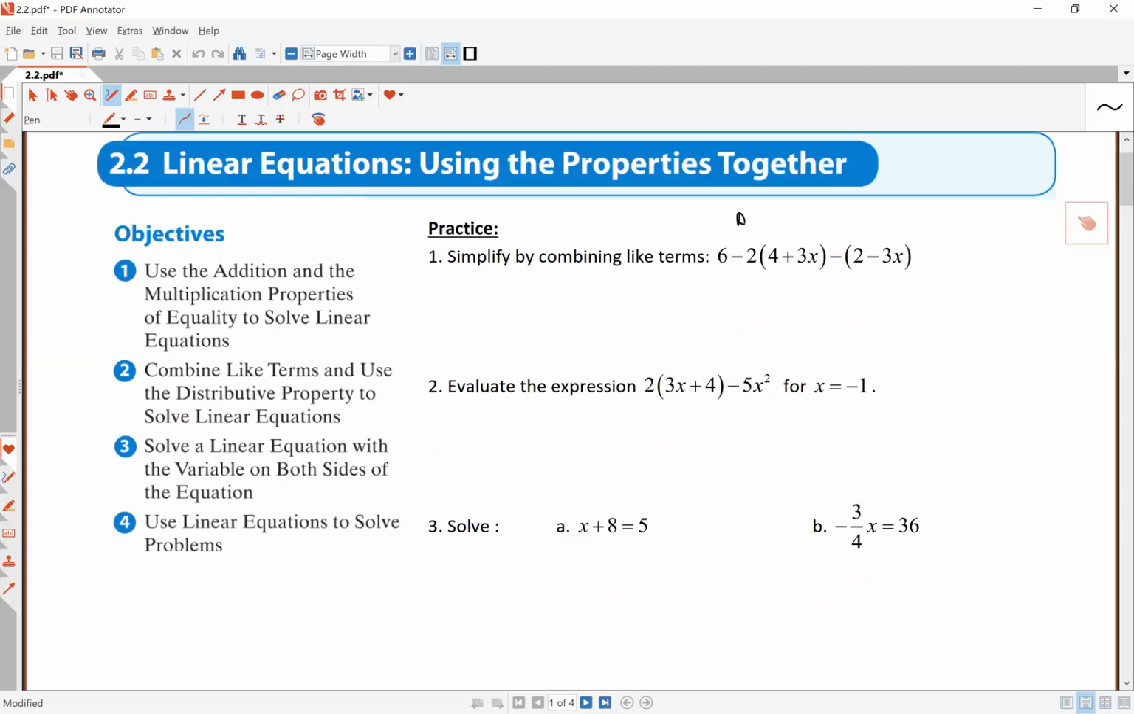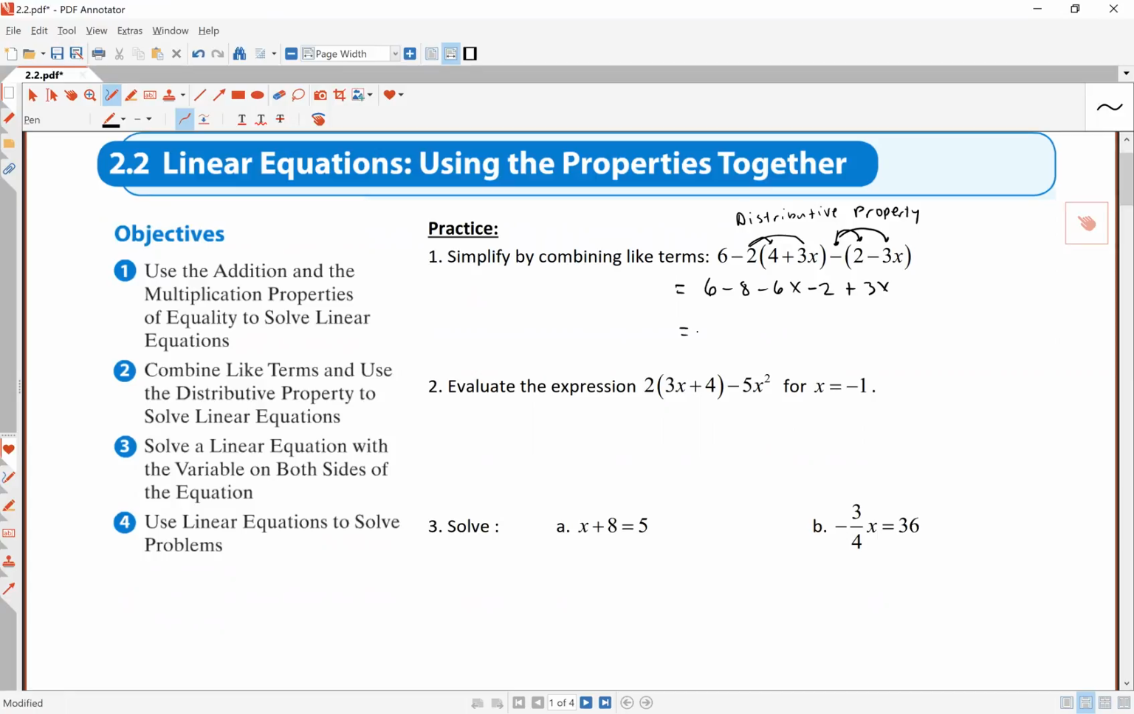We use what is called the distributive property here. We distribute the negative 2 across the parentheses. Negative 2 times 4 is negative 8, and negative 2 times 3x is negative 6x. With the minus sign, we distribute that to the 2, which becomes negative 2, and to the negative 3x, two negatives make a positive, and now we have positive 3x.